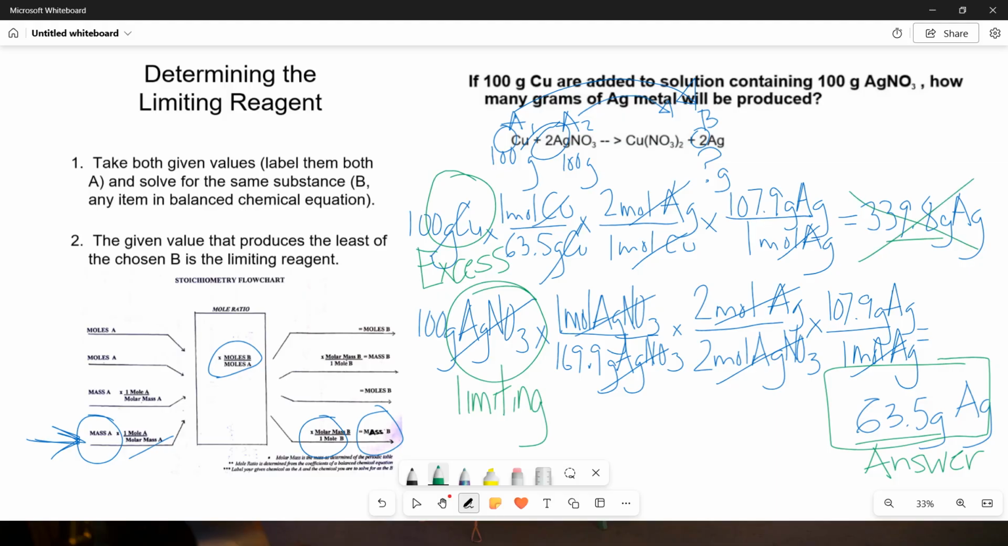And this answer means nothing. It's an overestimation of what can be produced. It cannot be produced because we will not have enough of the silver nitrate.